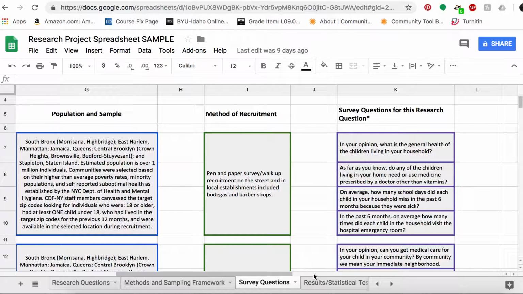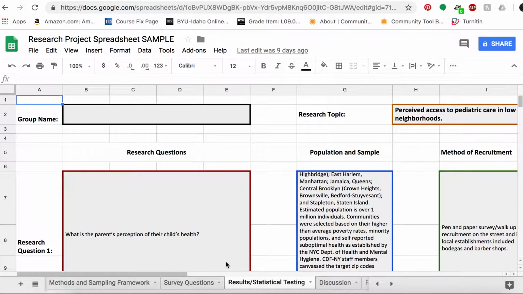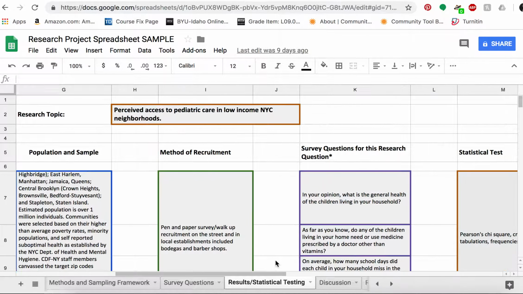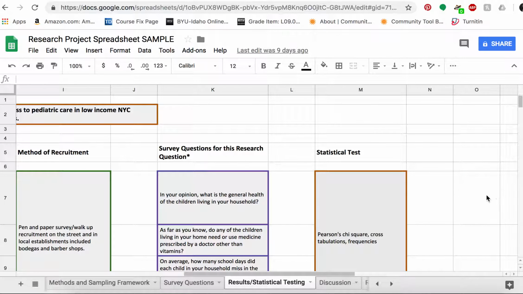Okay, let's move on to the next section. So now we have written our research questions. We have written our methods section. We have written our survey. And what are we going to do with that information we get from the survey?